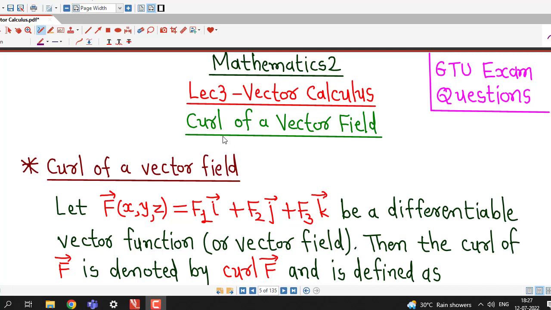Hello friends, I welcome you in lecture number 3 on vector calculus. In this lecture we are going to discuss about curl of a vector field.